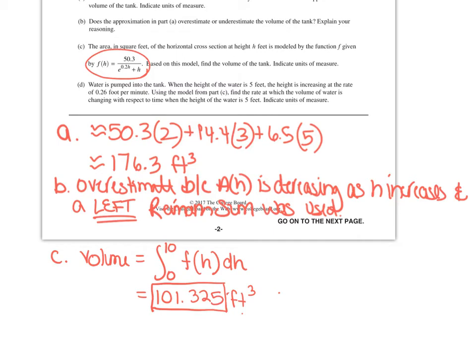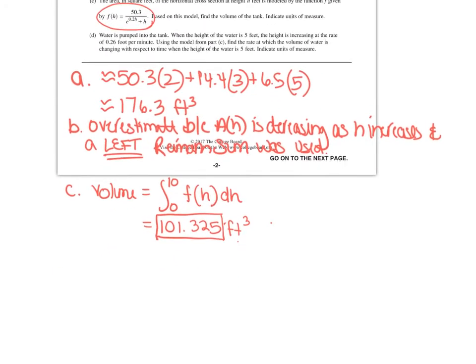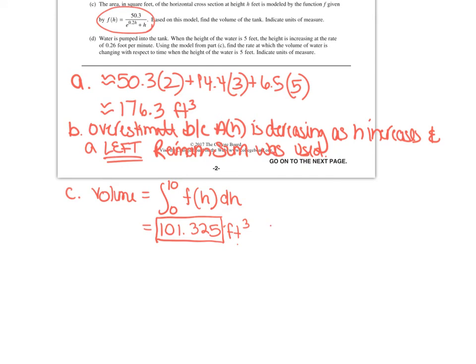Okay, so you can see that that left Riemann sum was an overestimate, 176 compared to the actual rounded to 3 decimal places, 101.325, okay? And then the last part is part D. Water is pumped into the tank. When the height of the water is 5 feet, the height is increasing at the rate of 0.26 foot per minute. Using the model from part C, find the rate at which the volume of water is changing with respect to time when the height of the water is 5 feet.